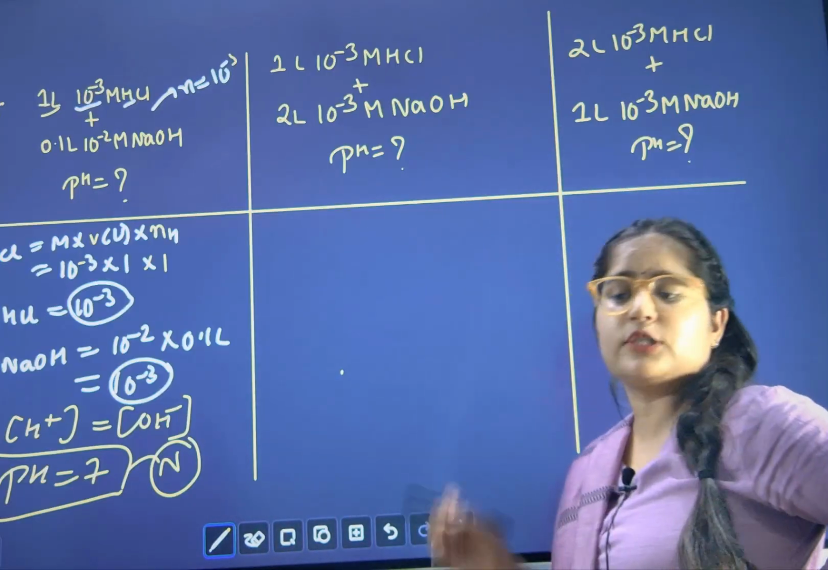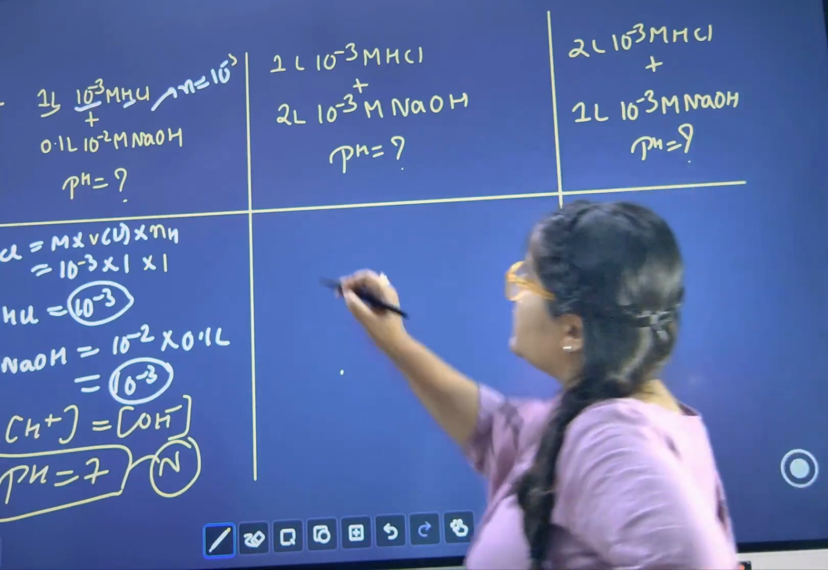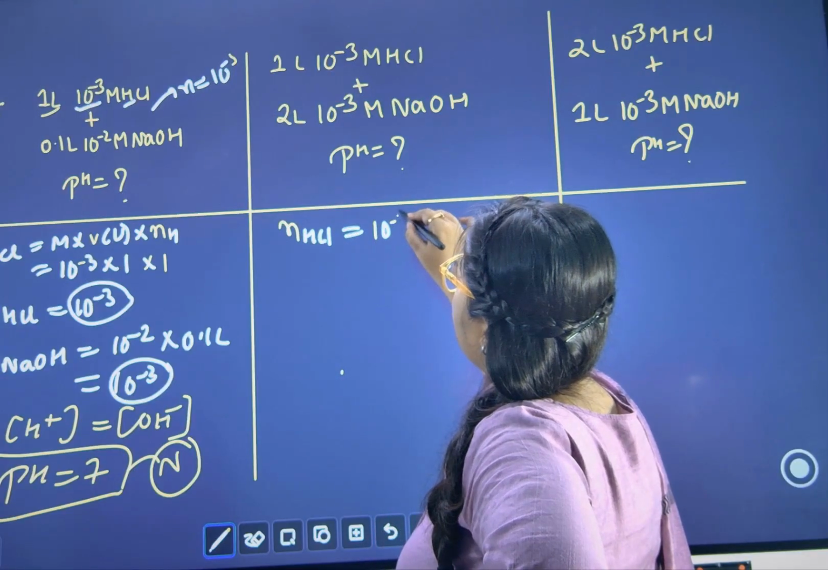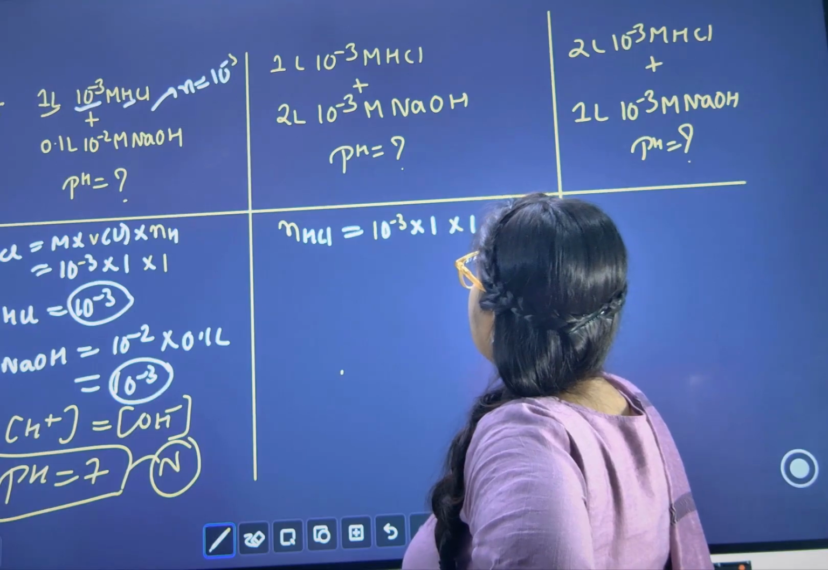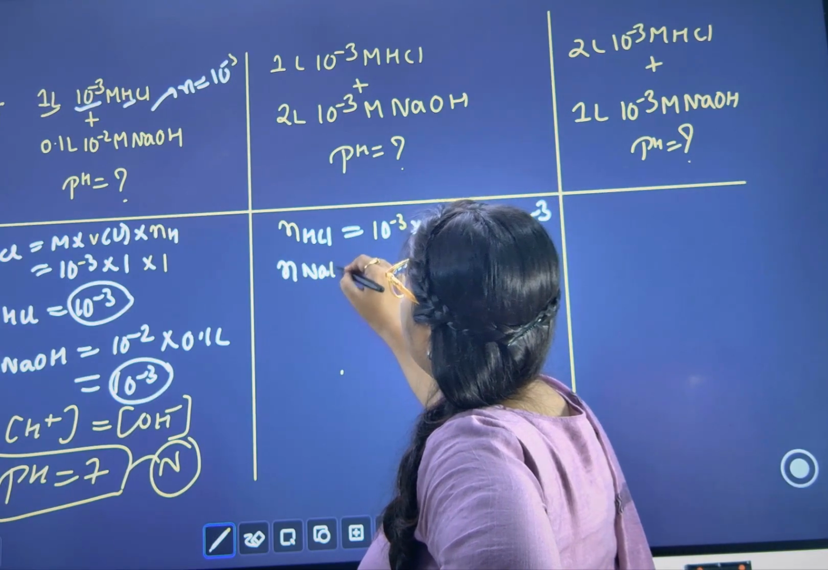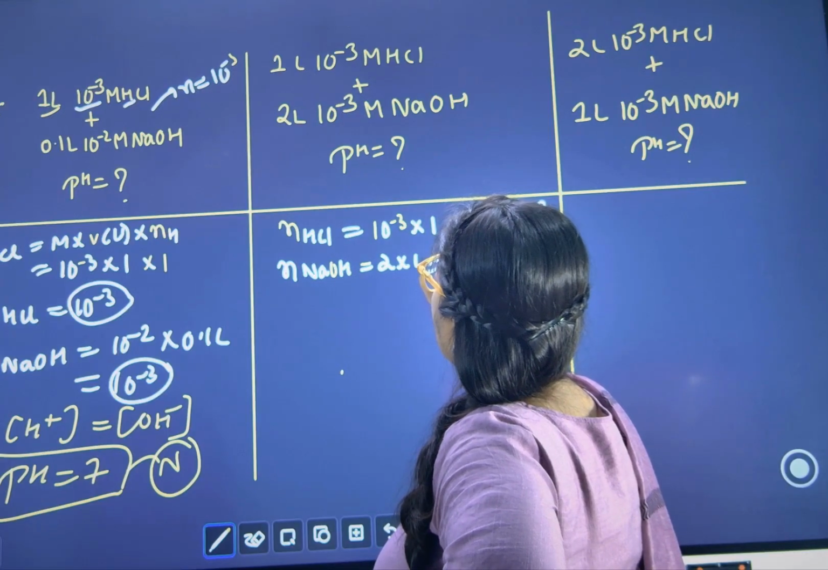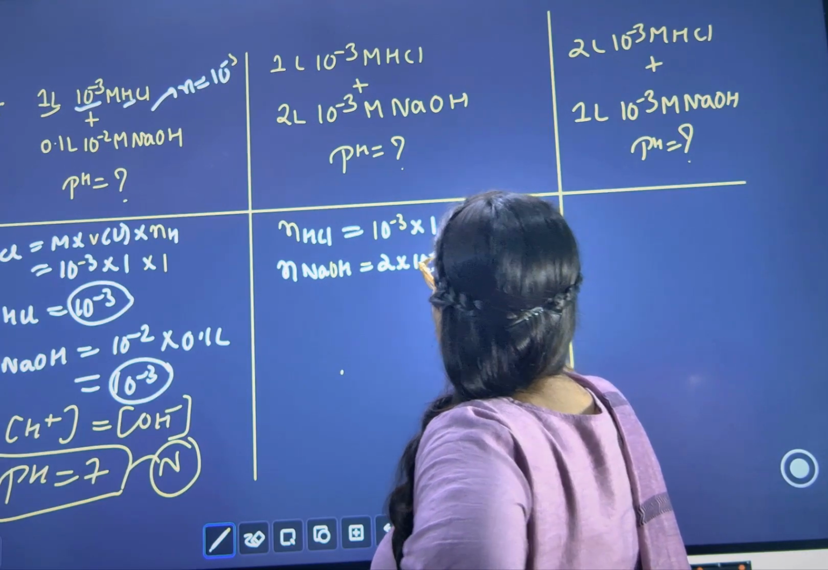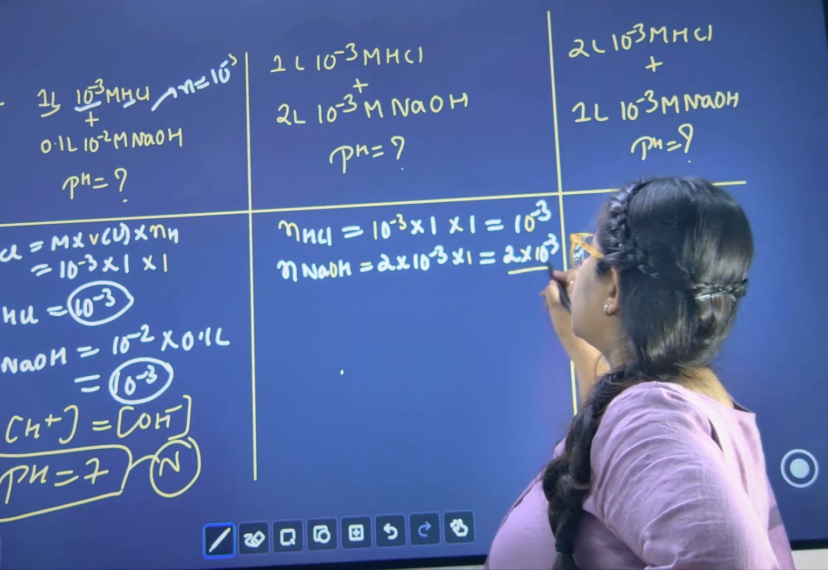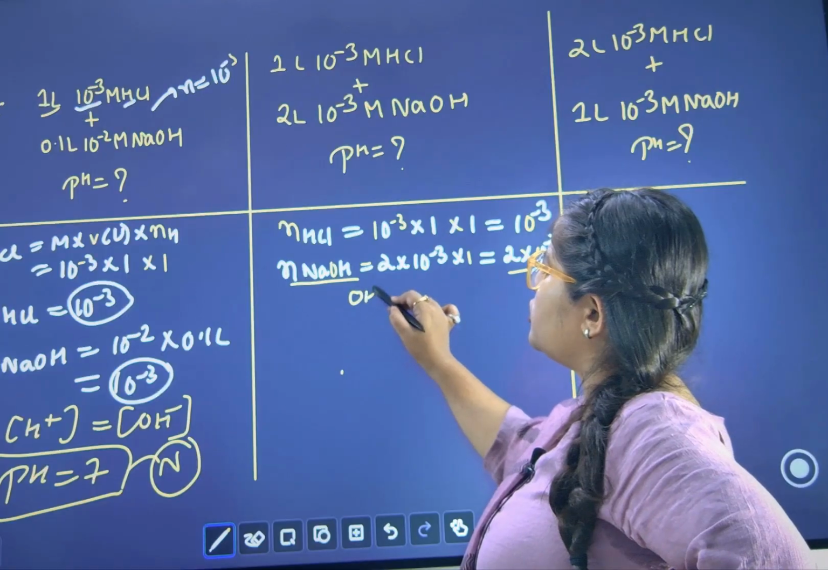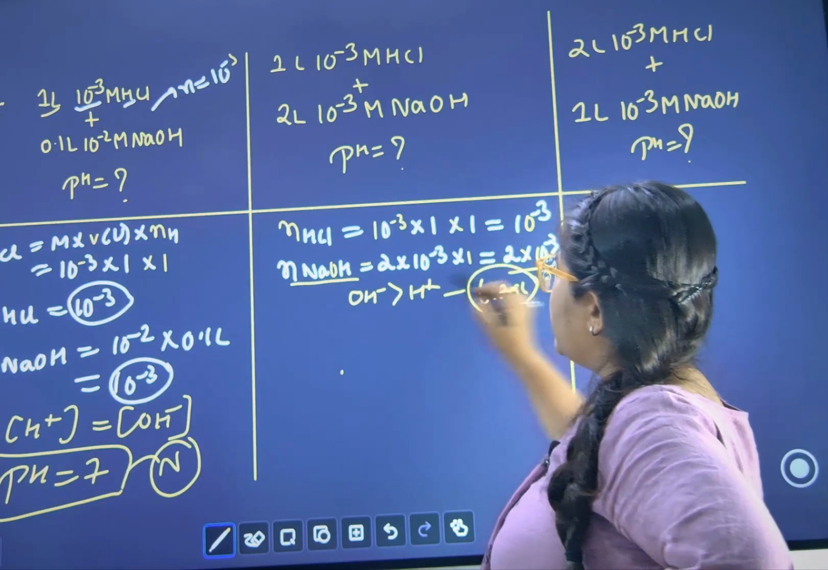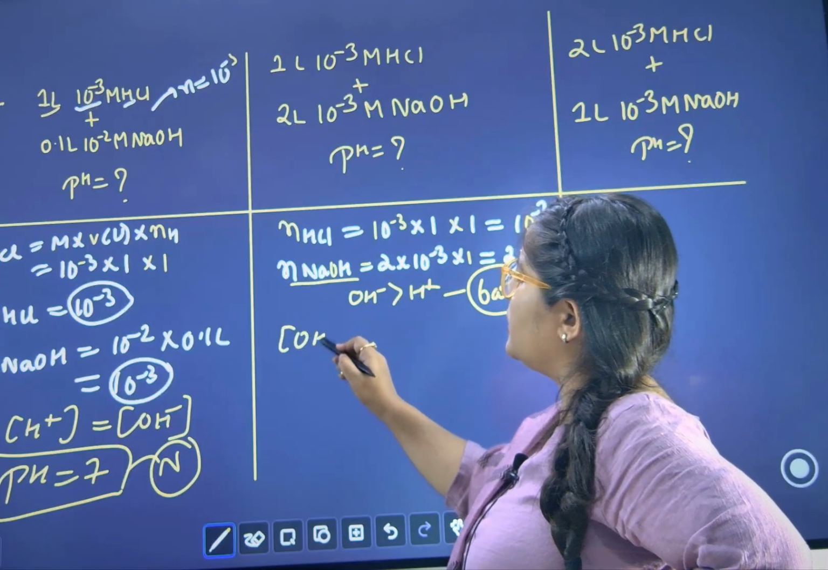Now let us solve the second case. You try by your own. Okay, so let us calculate moles of HCl equal to molarity 10 to the power minus 3 into volume 1 liter. HCl is 1, 10 to the power minus 3. Now here moles of NaOH base is equal to 2 into 10 to the power minus 3. NaOH, 1 OH only, we are getting 2 into 10 to the power minus 3. Who is greater here? NaOH is greater. So OH minus is greater than H plus. So means the solution will be basic. So OH is greater. So what I will calculate here? Net OH.